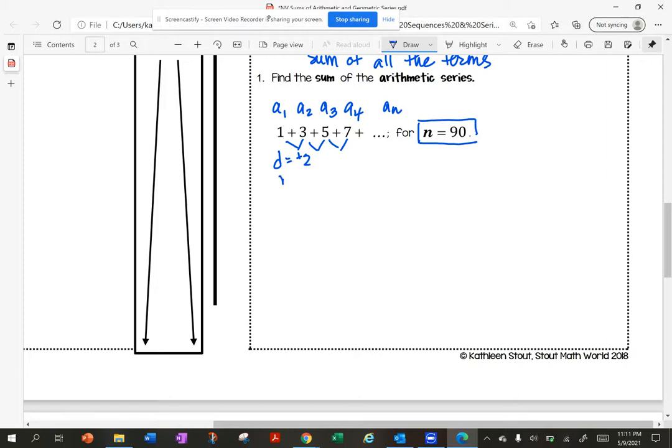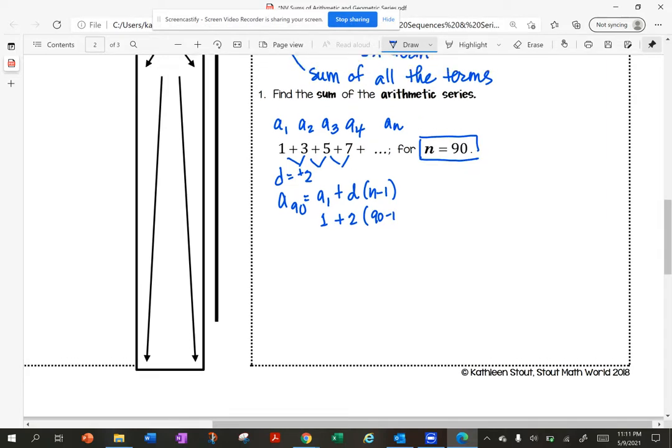So the first thing I'm going to do is figure out my 90th term. That is going to be my first term plus my common difference times the quantity n minus 1. So my first term is 1. My common difference we figured out is 2. And 90 minus 1 is 89. So 89 times 2 plus 1, I get my 90th term is 179.